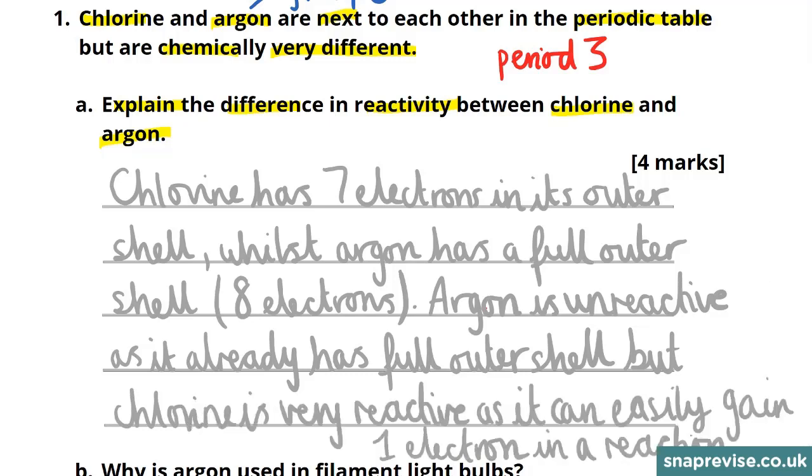So this is a 4-mark question. So we get 1 mark for commenting on the reactivity of argon, which is to say that it is unreactive, and 1 for commenting on the reactivity of chlorine, which is that it's very reactive. You'll then get 1 mark for each of the reasonings. Argon is unreactive because it already has a full outer shell, but chlorine has 7 electrons in its outer shell and is very reactive as it can easily gain 1 extra electron in a reaction.